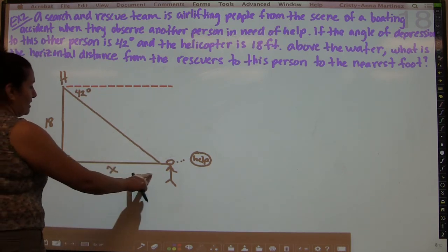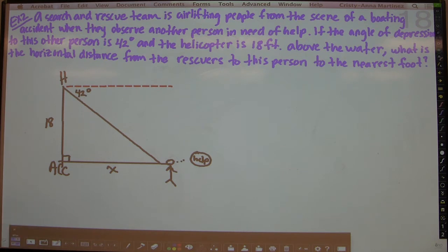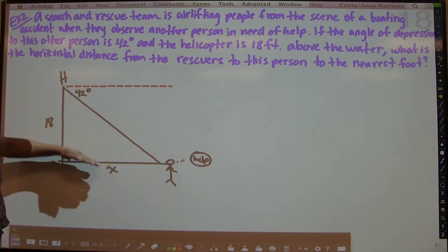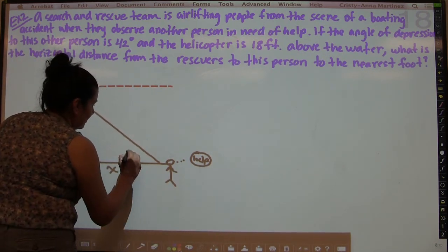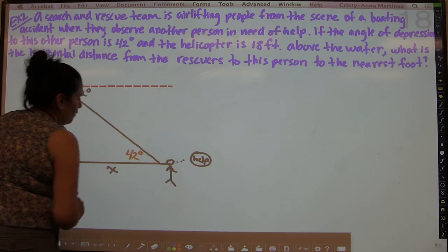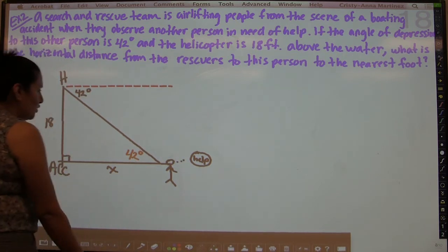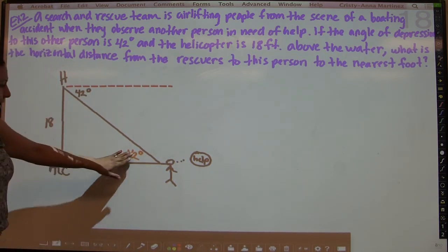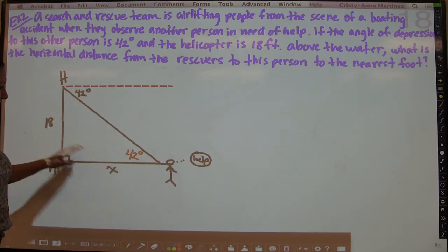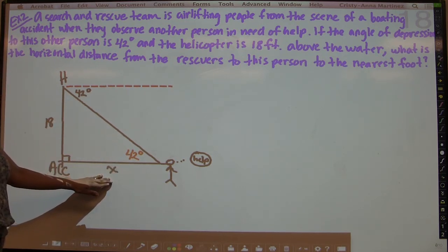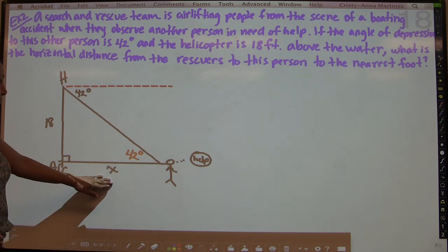That's where we want the x here. So now we can get started. Because this angle is 42 degrees and these lines are both parallel, and here's our transversal, it also means that this little angle is 42 degrees. So now I have, again, an angle, and I have the opposite side, and I need to figure out the adjacent side. So again, the hypotenuse doesn't really have a play in this problem.